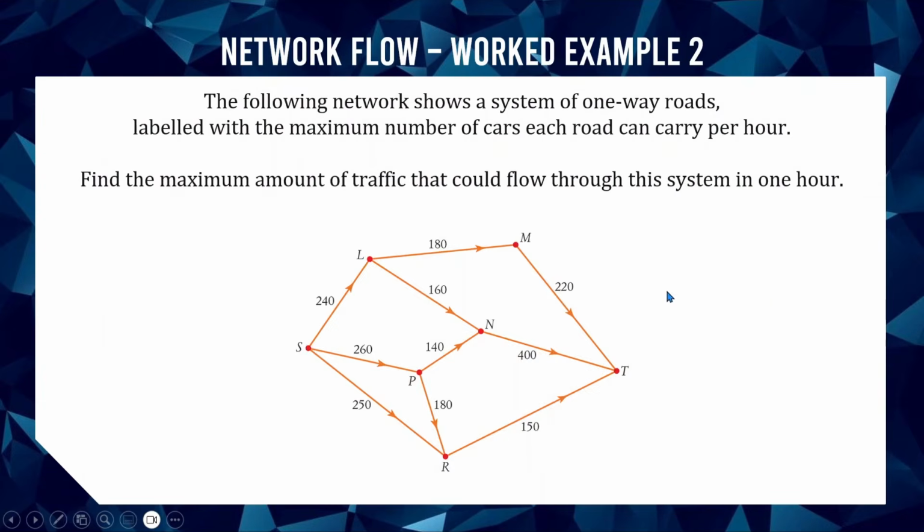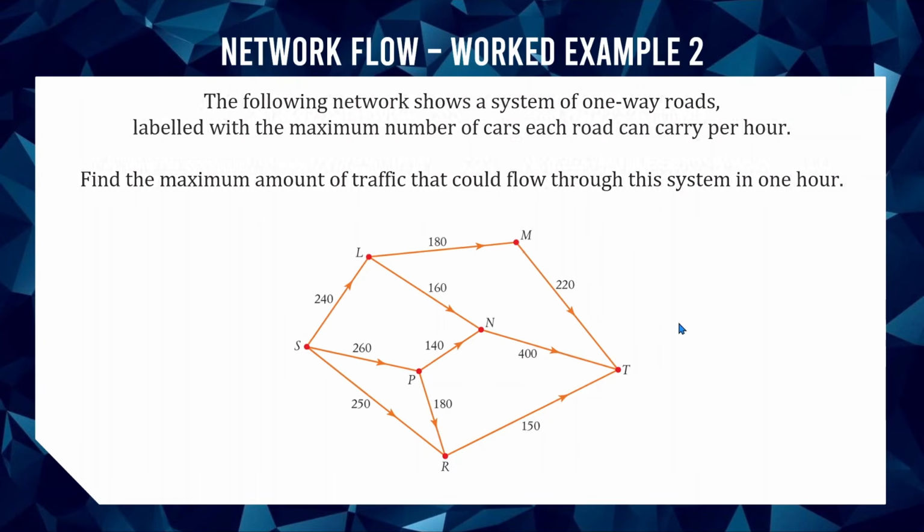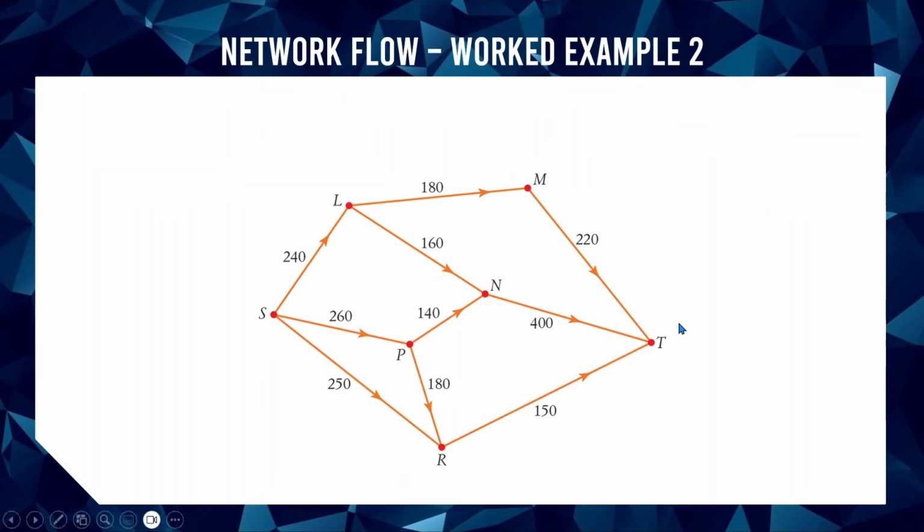Here is a network diagram showing a system of one-way roads, and those roads are labeled with how many cars they can carry per hour. Now we're going to find the maximum flow from S over here to T over here. So let's just enlarge this a little bit. There's a lot of different paths to get from S to T, and we've got to check all of them.